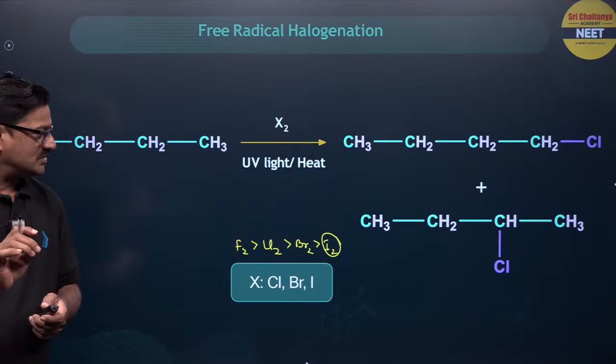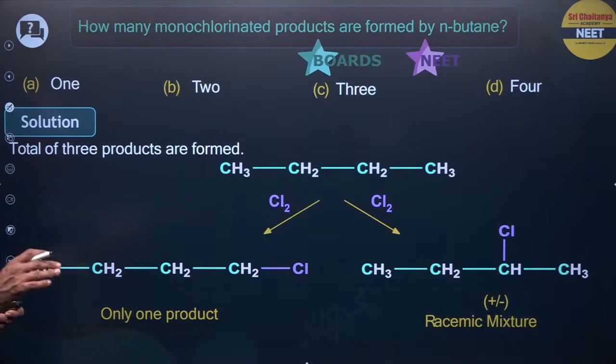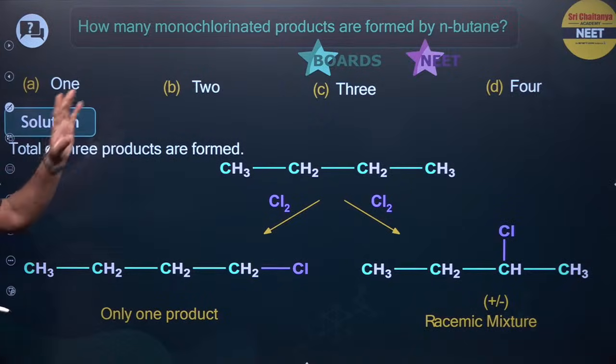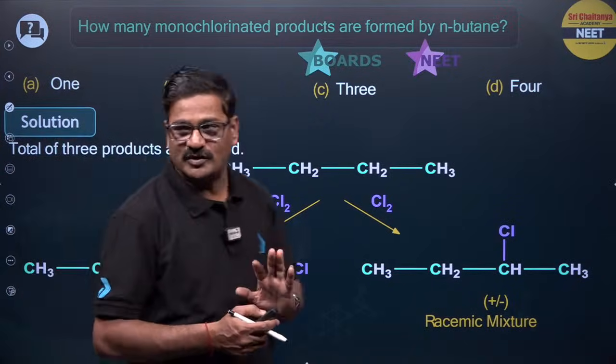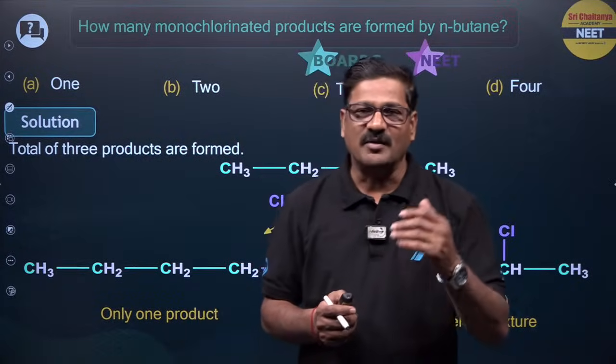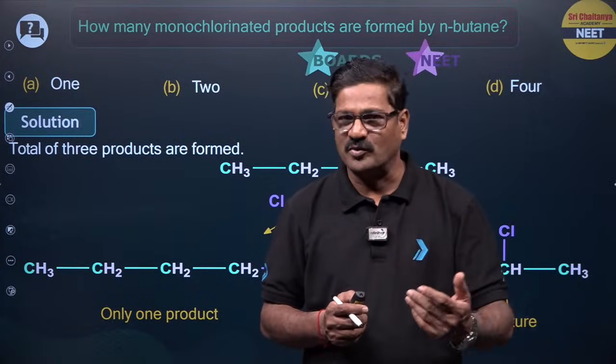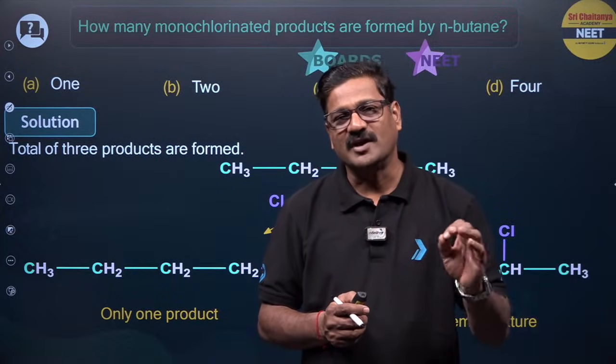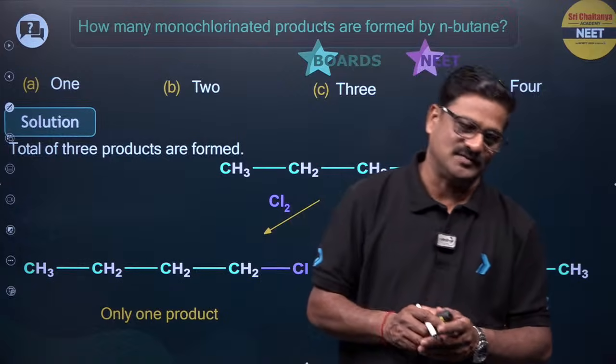So we need to use an oxidizing agent for this. So this mixture you can see. So I want to know how many monochlorinated products are formed in n-butane. The number of monochlorinated products that are formed is equal to the number of chemically distinct hydrogen atoms.